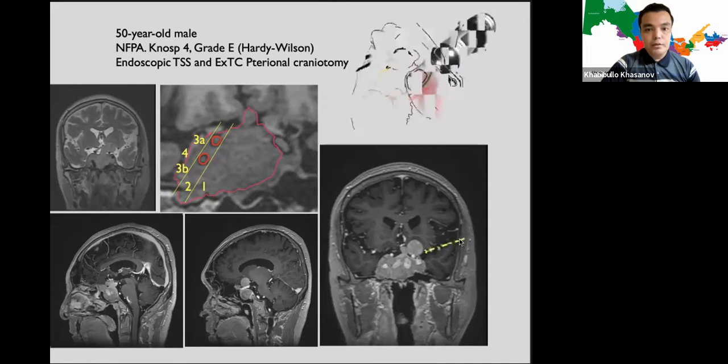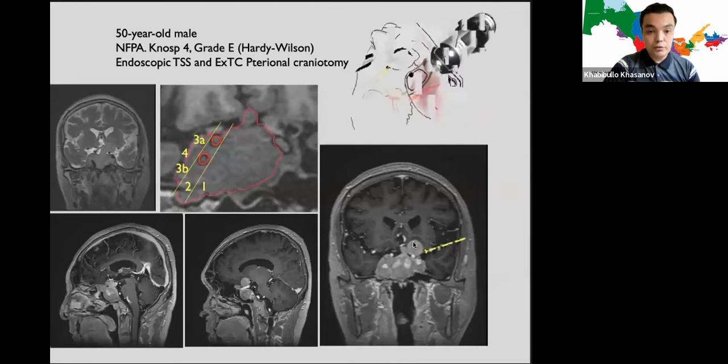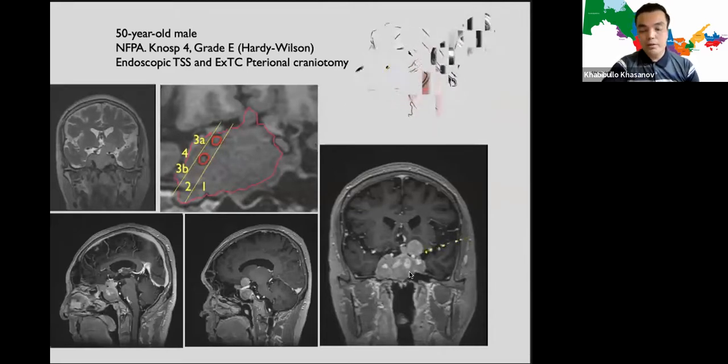So our guidance is like this, and we used it. During surgery, this approach is very helpful because it can push this part of the tumor toward the transsphenoidal surgery team's side so that it can be removed effectively.